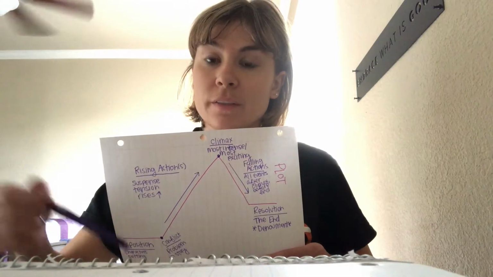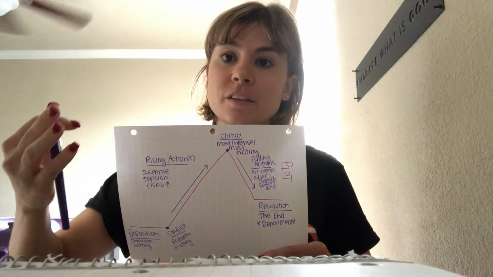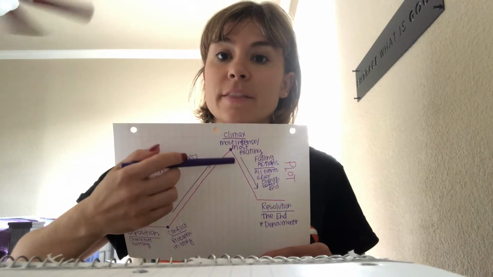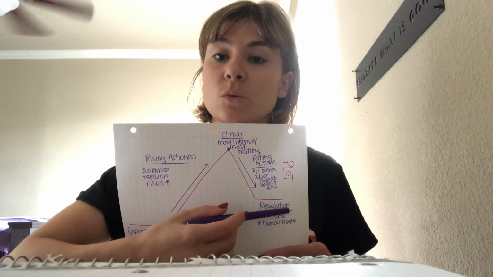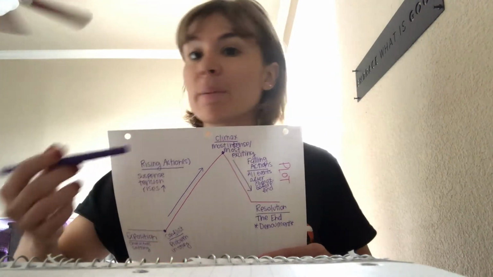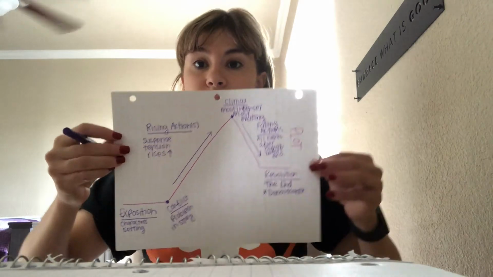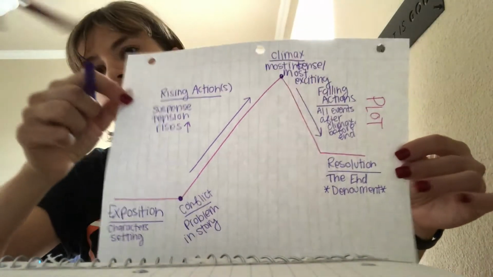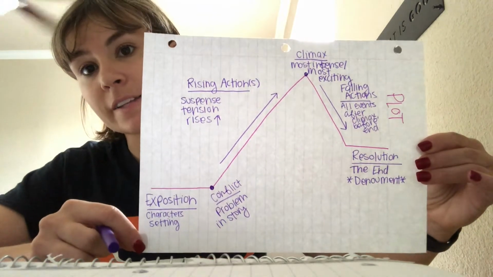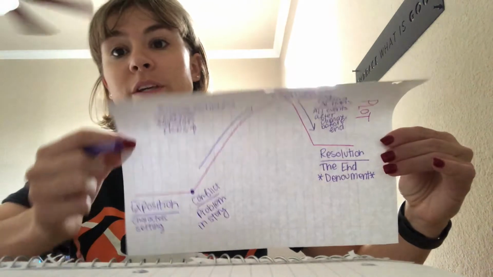Directly after the climax happens is the falling actions. The tension is beginning to fall, okay? Our heart is not beating as fast. And then finally we have the resolution, which is the end or the denouement of the story, and maybe a final lesson is learned in the story. This is the plot mountain, and we can use it to write stories and identify important parts in the story so that we can retell it.